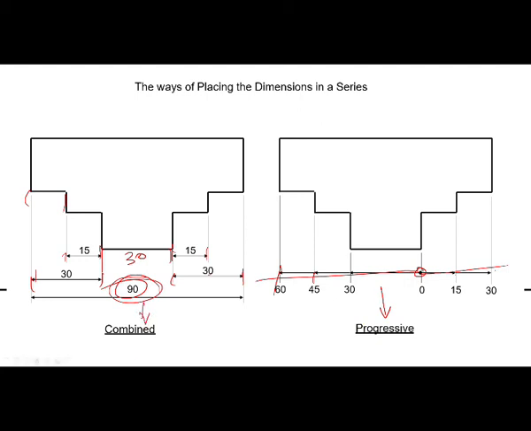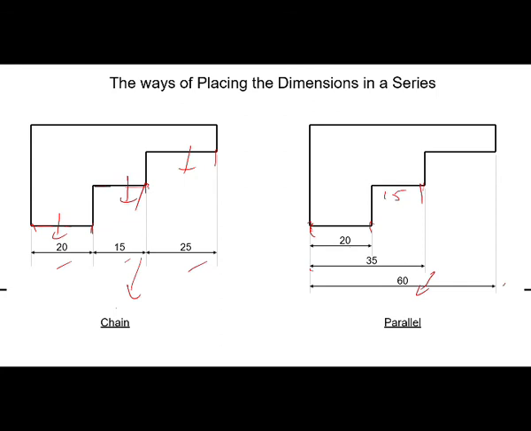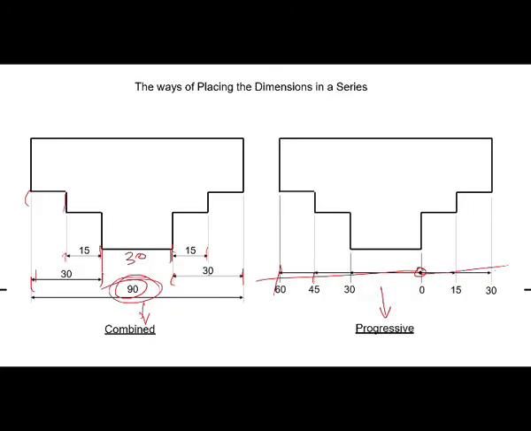You must understand the way of dimensioning, the ways of placing the dimensions in a series. We just saw four types of dimensions: chain, parallel, combined and progressive. Some definitions are there. Chain dimensioning: dimensions are arranged in a straight line. Parallel dimensioning: all the dimensions are shown from a common baseline. Some baseline is there and it is parallel, it goes like this. The smaller dimension is placed nearest the view. Combined dimensioning: chain and parallel dimensions are used simultaneously. We just saw this here.